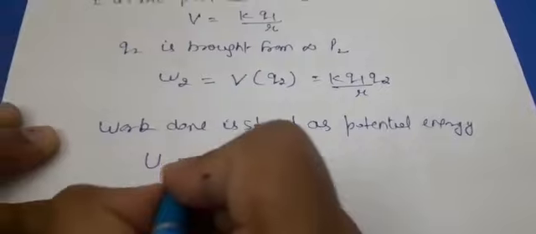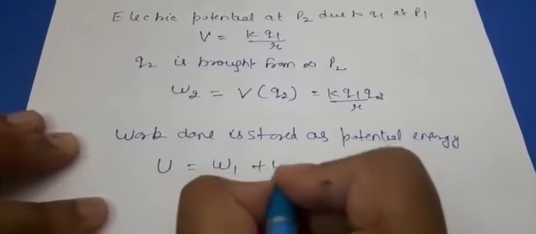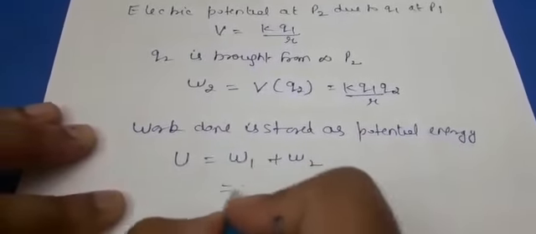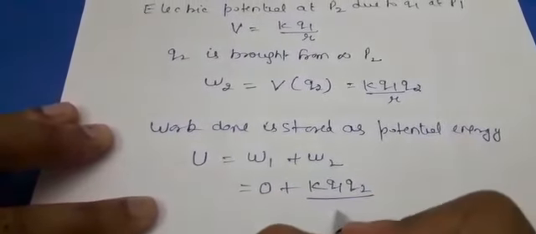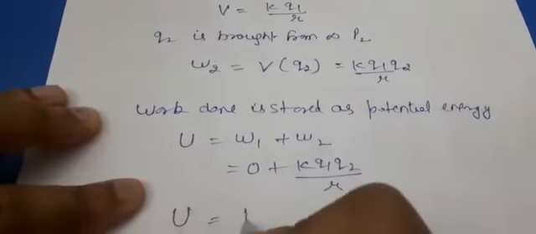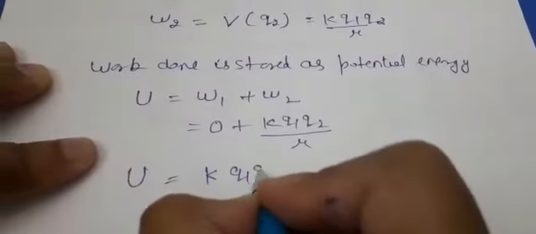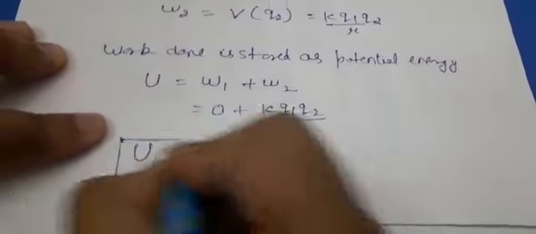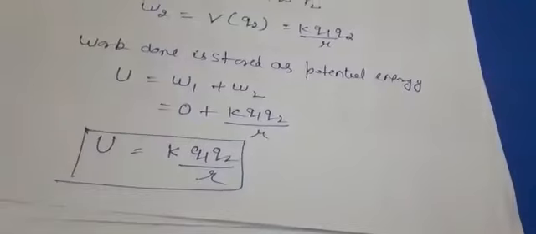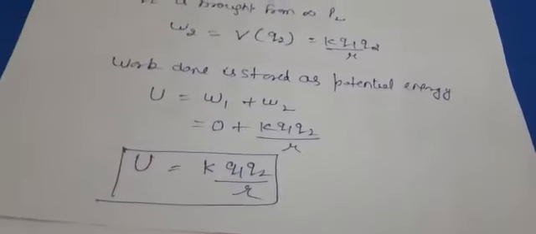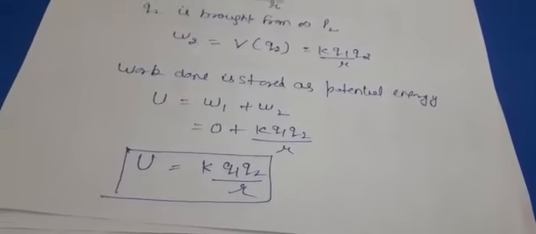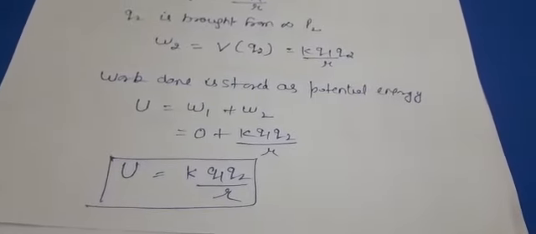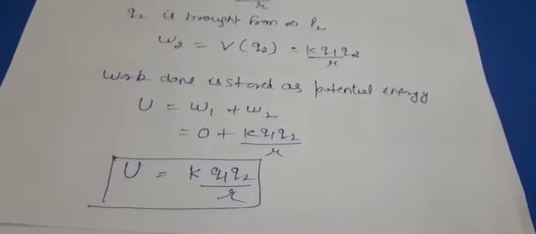So total work done, that is total potential energy, will be W1 plus W2, as W1 is 0 and W2 will be K Q1 Q2 by R. So potential energy will be simply under the influence of only charge Q1. So it will be K Q1 Q2 by R. This is the expression for potential energy of a system of two charges.